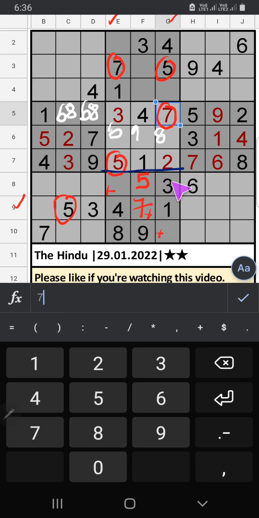8th grade, only 2 numbers are remaining, 2 and 6. 8th row we have 6. So 6 can't come in this cell. 6 is confirmed here. Then 2 is here.